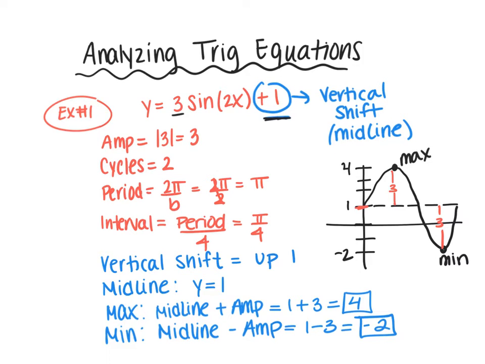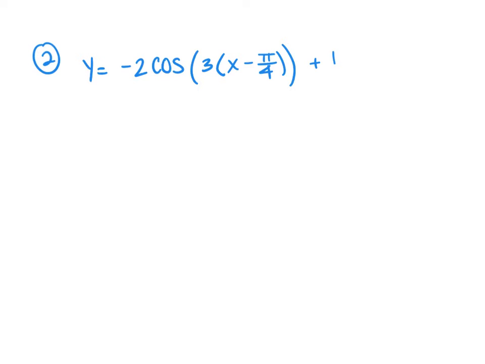So what if I write, we'll call this example 2, y equals negative 2 cos 3 parentheses x minus pi over 4 and then plus 1. So you're going to notice I added a little bit of complexity to our equation. I added some stuff in the middle. And don't worry, I'm not going to ask you to graph these, but we are going to have to find out some information from this equation. So nothing has changed. This is still my vertical shift. I put VS for vertical shift, also my midline.